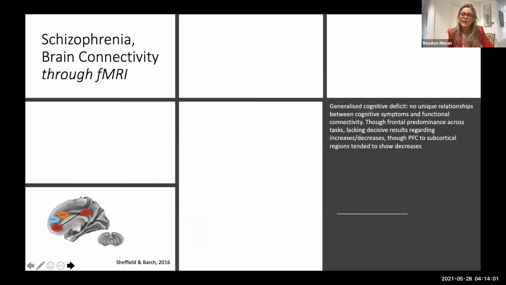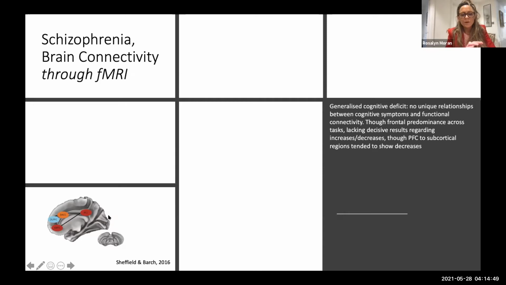So if you look at schizophrenia in functional brain connectivity through fMRI, there was a lovely review in the same year by Dana Bartsch, and what she found was by studying actually the cognitive symptoms, so these are sometimes less well studied as opposed to the positive symptoms of psychosis, but looking at the cognitive abnormalities in schizophrenia, generally what she found was that there wasn't any unique relationship between cognitive symptoms and functional connectivity, though generally there was a predominance of frontal disconnectivity, though she does conclude that there's no clear hyper or hypoconnectivity except possibly with frontal and subcortical regions.